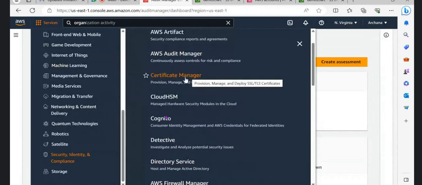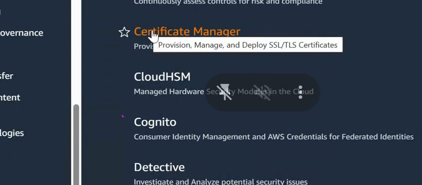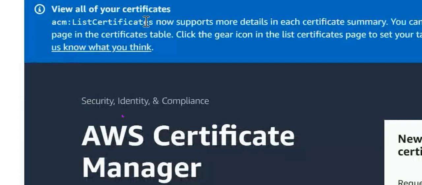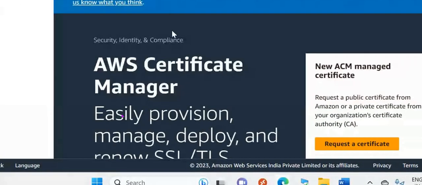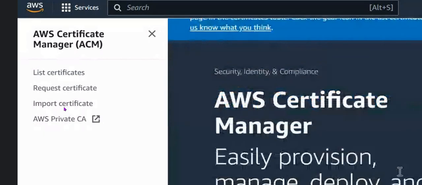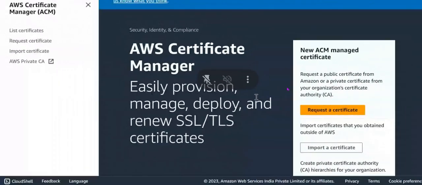Okay, next is Certificate Manager, where we can create our own certificate by providing the domain name, and we can also import certificates from outside the AWS account if you want to use them. It's kind of a key store. It acts as a key store for storing and creating certificates.